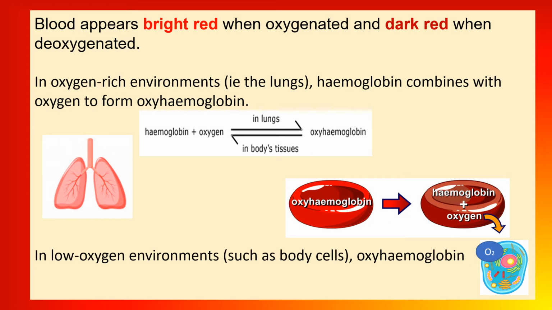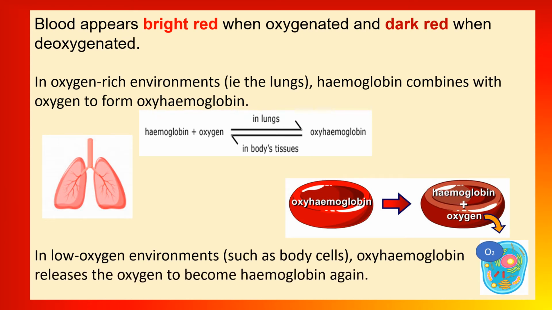So in low oxygen environments such as our body cells, oxyhemoglobin releases the oxygen to become hemoglobin again. Think of those words diffusion that we talked about in earlier videos, and this is part of the process that it's going from where it's a high oxygen environment to where it's a low oxygen environment, so down that concentration gradient.